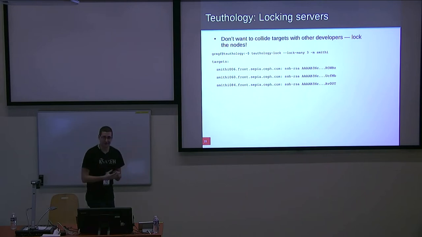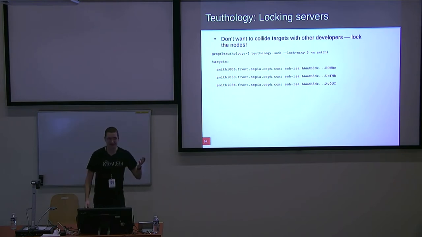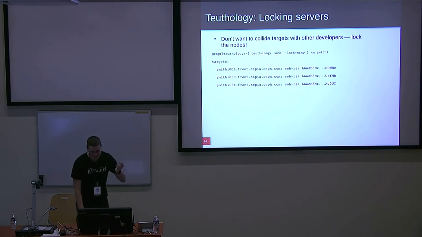When you have that many different people running, it's very important that you not accidentally use the same machines, because things go very wrong if you have two different servers issuing commands to turn on clusters and turn off clusters. So you can lock machines. It's not a very sophisticated thing. It's just a database sitting somewhere that says, oh, these machines are available. I've given you 3 of them.